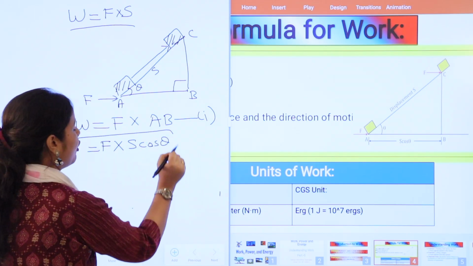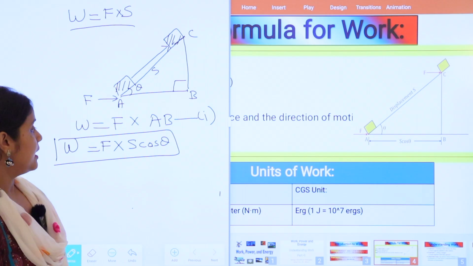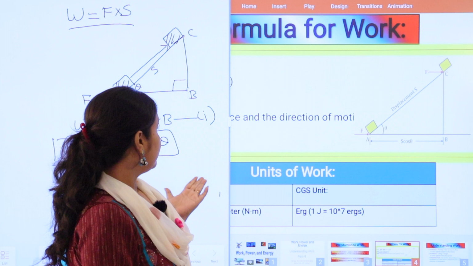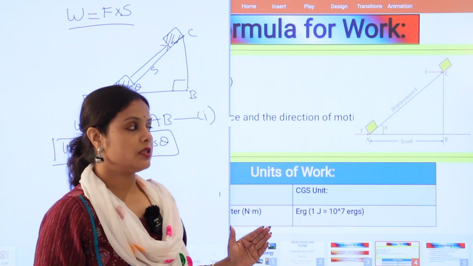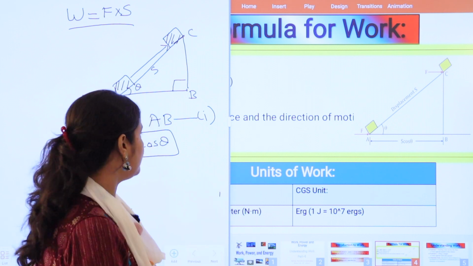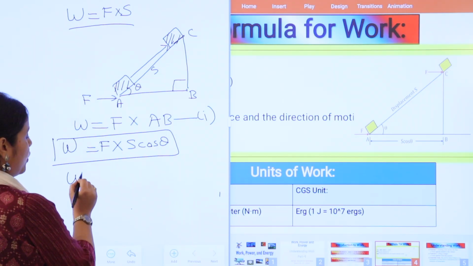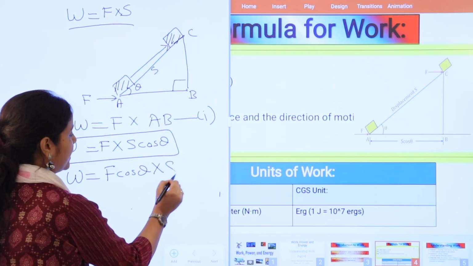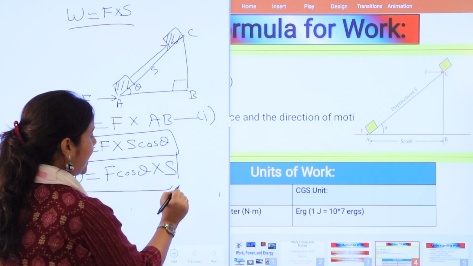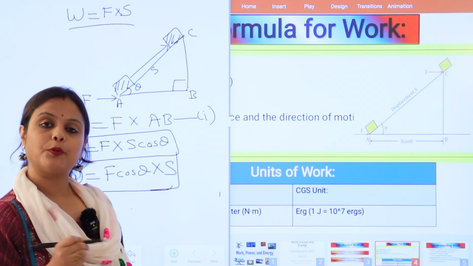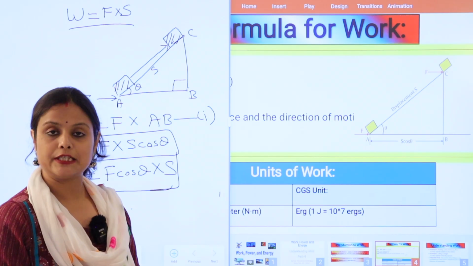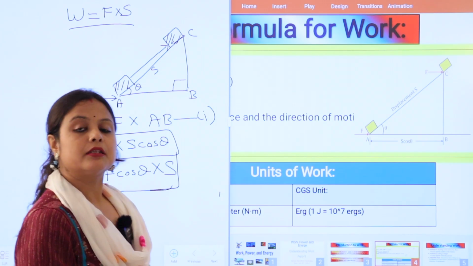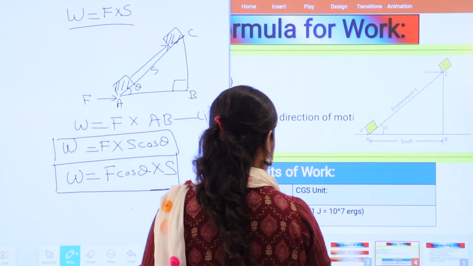This is one way of getting the work done. Similarly, we can get the work done by considering the force and its component. In that case, work done will be given by F cos theta multiplied by the displacement produced. In that case, we consider the component of the force along the direction of the displacement. In both cases, we are getting the work done.